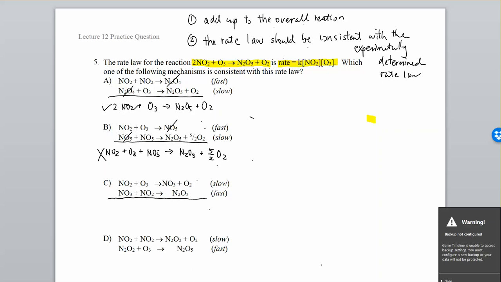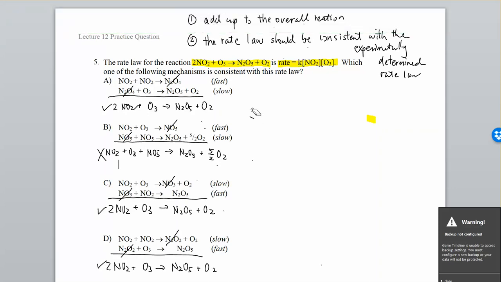All right, moving on. NO3 is canceled, and we'll end up with 2 NO2 plus O3 giving N2O5 plus O2. So this adds up to the overall reaction, so that's a possibility. And finally, N2O2 cancels, and you're left with 2 NO2 plus O3 giving N2O5 plus O2. Okay, so this is consistent with the overall reaction. So now we're down to 3 choices.